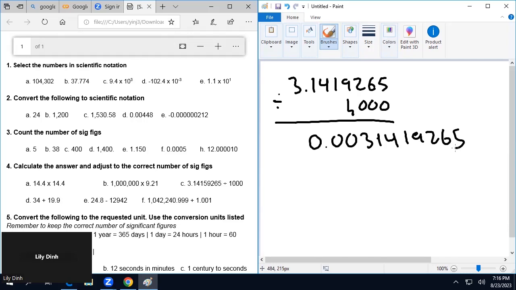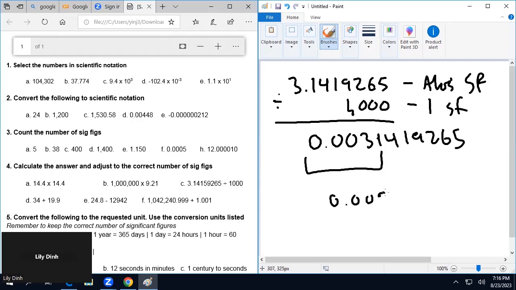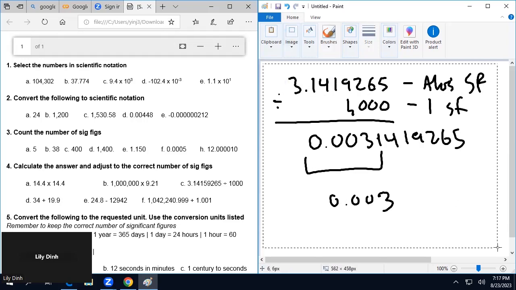So this one has a bunch of significant figures, a lot. And the other one is just 1. This one only has 1, so this one will determine how many significant figures the answer has, which is only 1 significant figure, which will round it to 0.003. Hope you guys know how to round properly, because if you don't, that's going to be a problem.